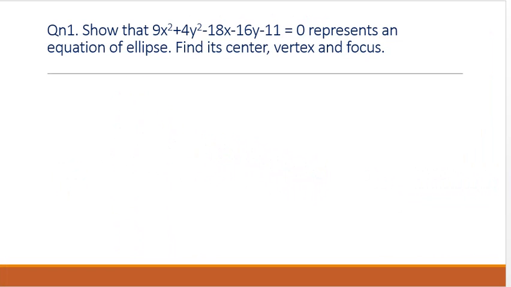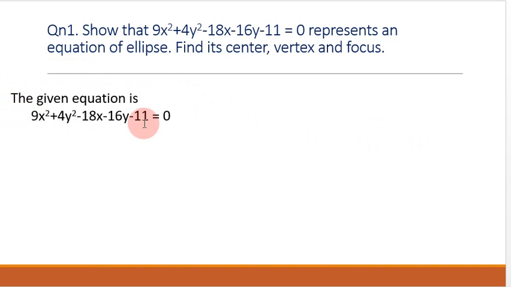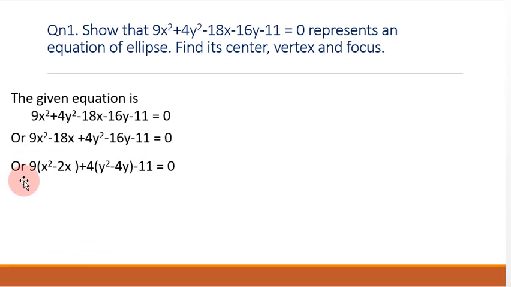Let us start. We have the given equation, and this equation is further simplified like this. We arrange the terms containing x square and x together, and similarly the terms containing y square and y together. Then we make the coefficient of x square 1 by taking common: among 9x square and 18x, 9 can be taken as common, and from 4y square minus 16y we can take 4 common. Then we get the result like this.